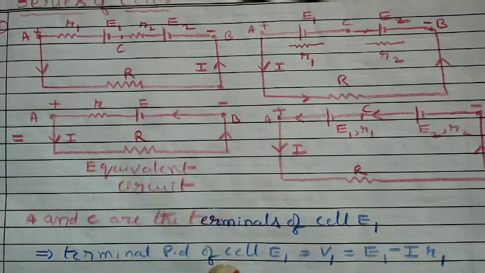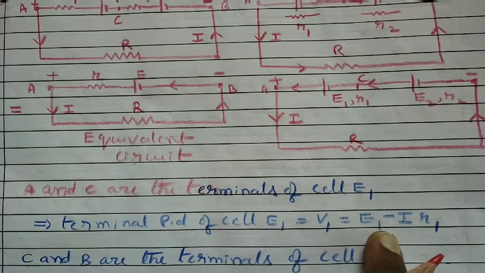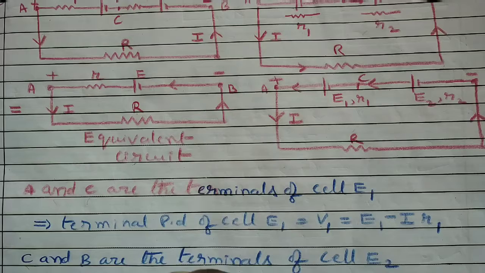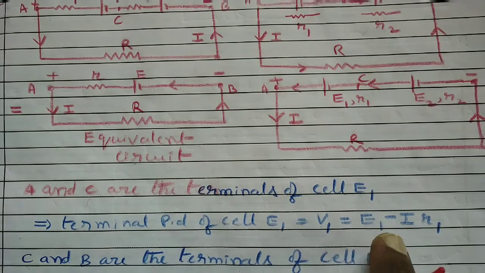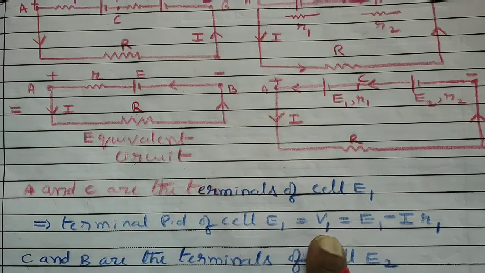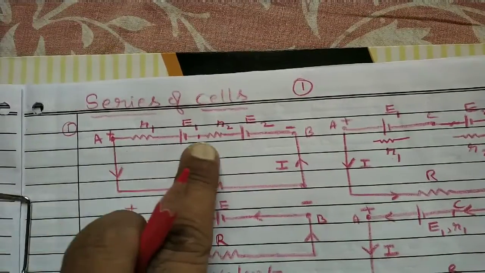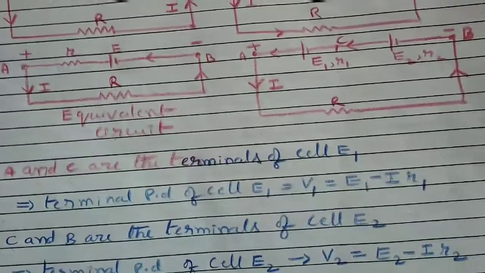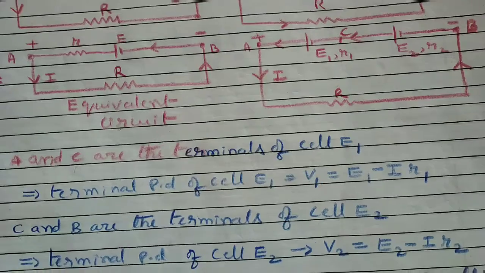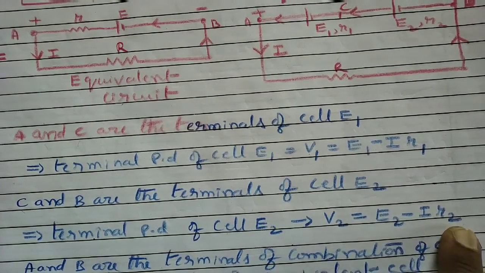Then terminal potential difference of E1 means what? Between A and C, potential difference V1 will be equal to E1 minus I into R1. Because when a cell is undergoing discharging, the potential difference between its terminals is called terminal potential difference. That is equal to EMF minus current into internal resistance. So V1 is equal to E1 minus I into R1. V1 is the potential difference between A and C. Similarly, E2 is present between C and B, so the terminal potential difference V2 will be equal to E2 minus I into R2.